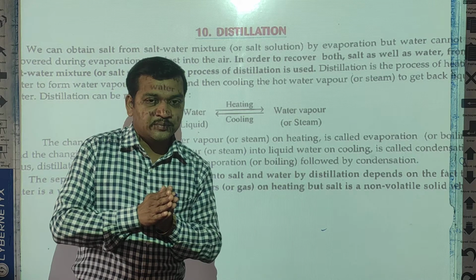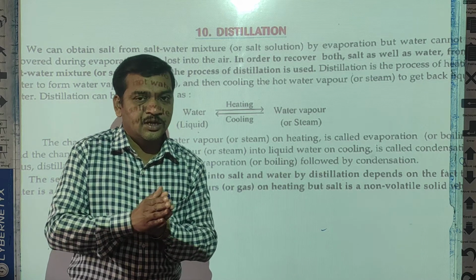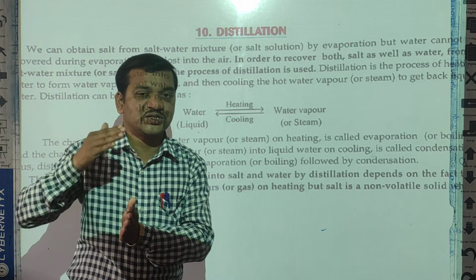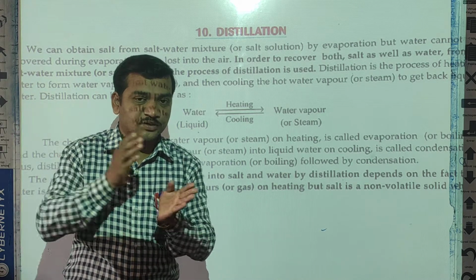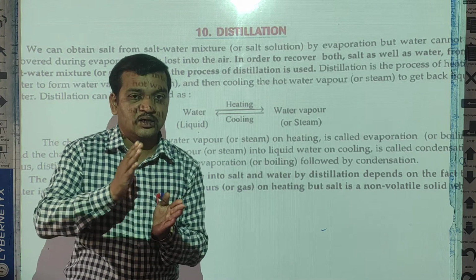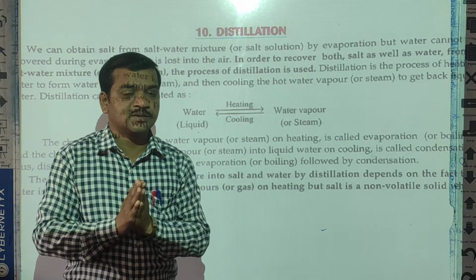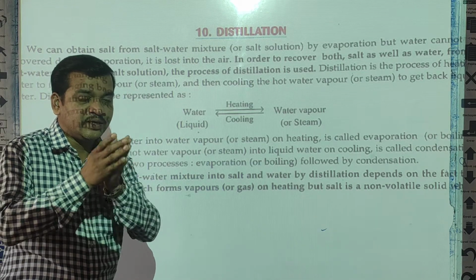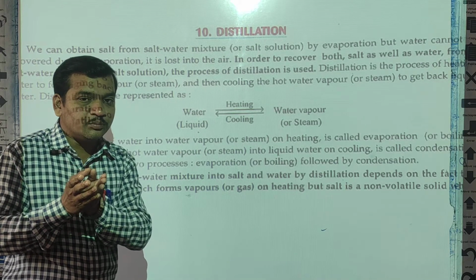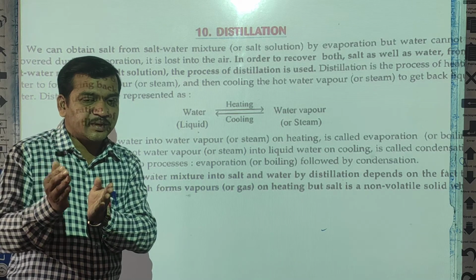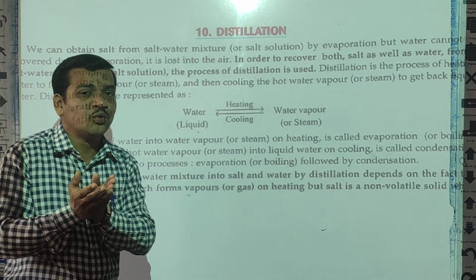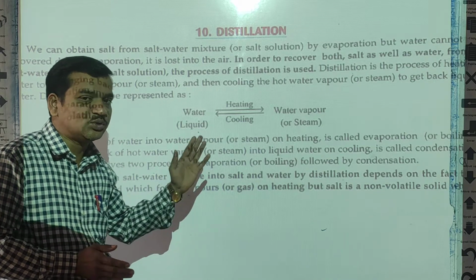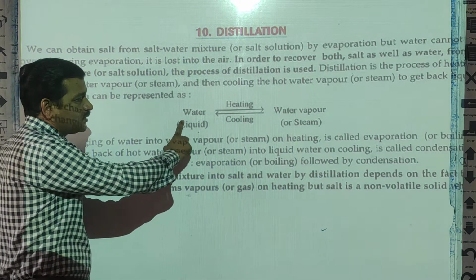First, during the distillation method, water is boiled, then it turns into water vapors. Due to the heating, water turns into water vapors, and after the formation of water vapors, we bring the temperature of those water vapors down by the cooling effect, and then the water vapors change into water drops, as you can see here.